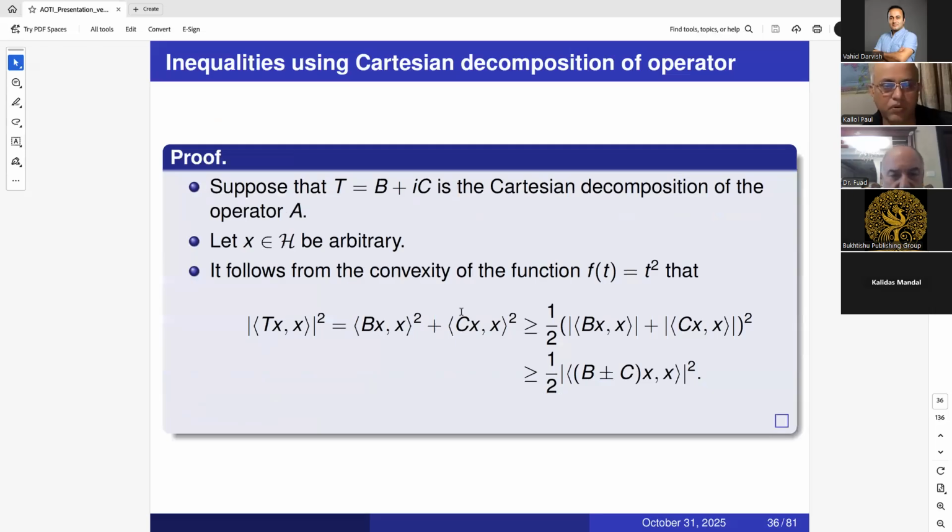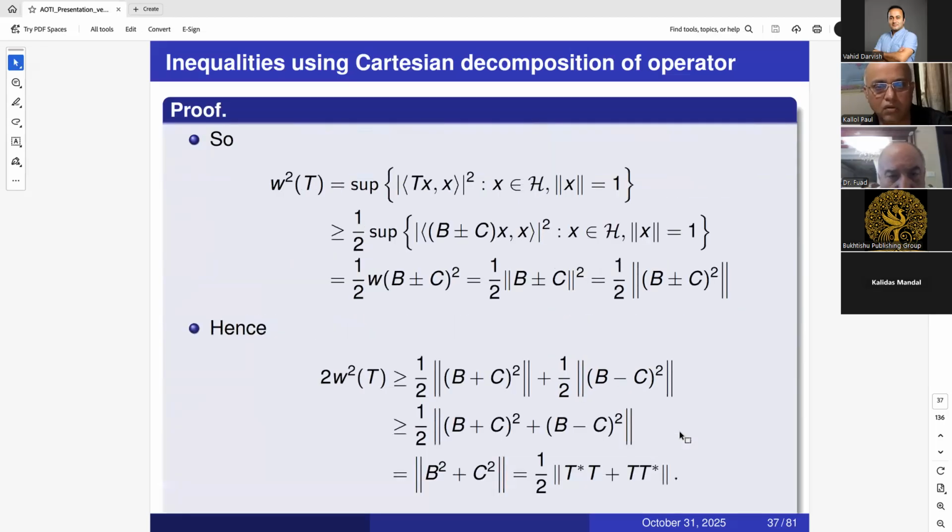Yeah. So suppose that T equals B plus iC is the Cartesian decomposition of the operator. And if you look at the convexity of the function, then you can look at |<Tx,x>|² equal to <Bx,x>² plus <Cx,x>². That is again greater than or equal to half of (<Bx,x> plus <Cx,x>)², and that is greater than or equal to half of <(B±C)x,x>². So you see, just a simple application of convexity and Cartesian decomposition.